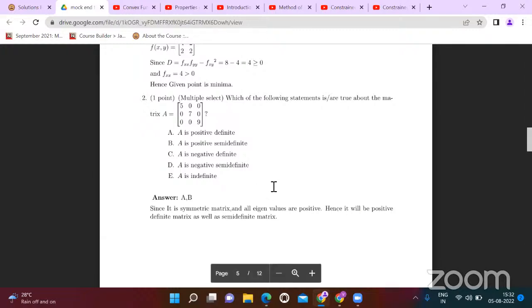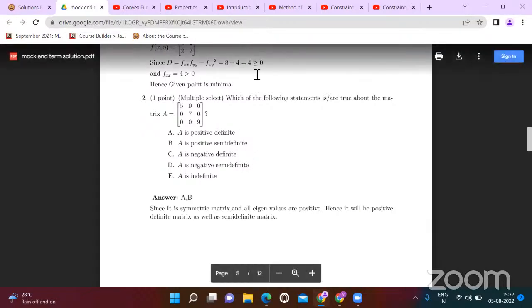Positive semi-definite generally represents a different type of function. You can imagine the graph: it's a graph that generally has a lot of values where the function is 0, right? So you can get a plane sort of thing where the values will be 0.